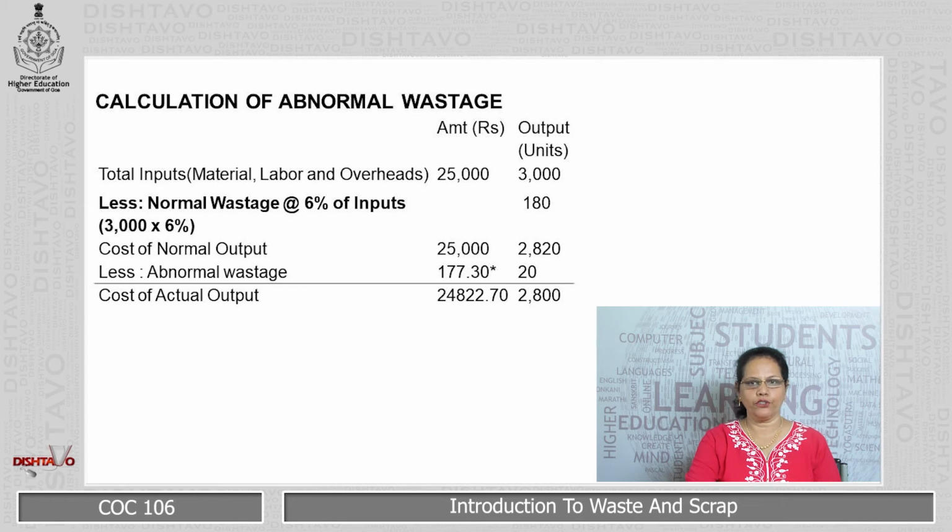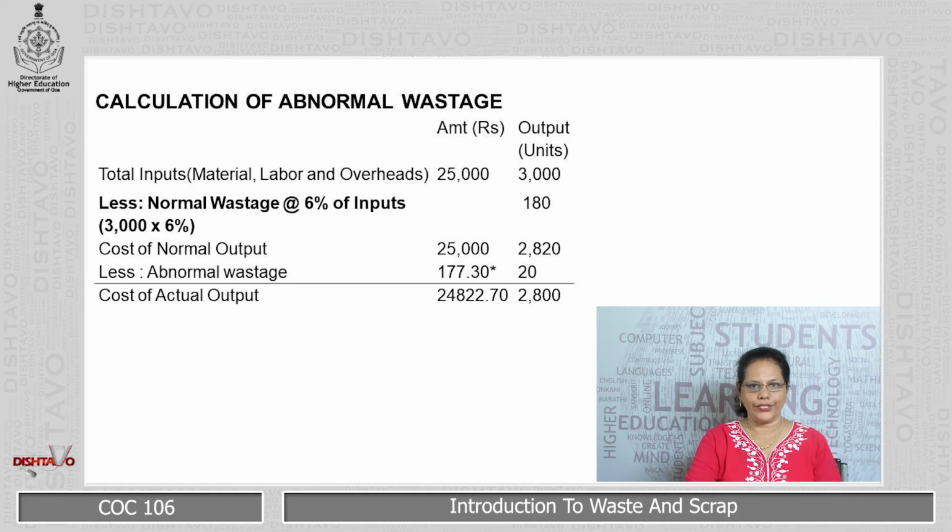We have the amount in rupees and output in units. The total inputs including material, labor and overheads in rupees is 25,000 and output in units is 3,000. The normal wastage is calculated at the rate of 6% on 3,000 units, coming to 180. The cost of normal output is 25,000 and 2,820 units we get by taking 3,000 units deducting 180, that works out to 2,820.